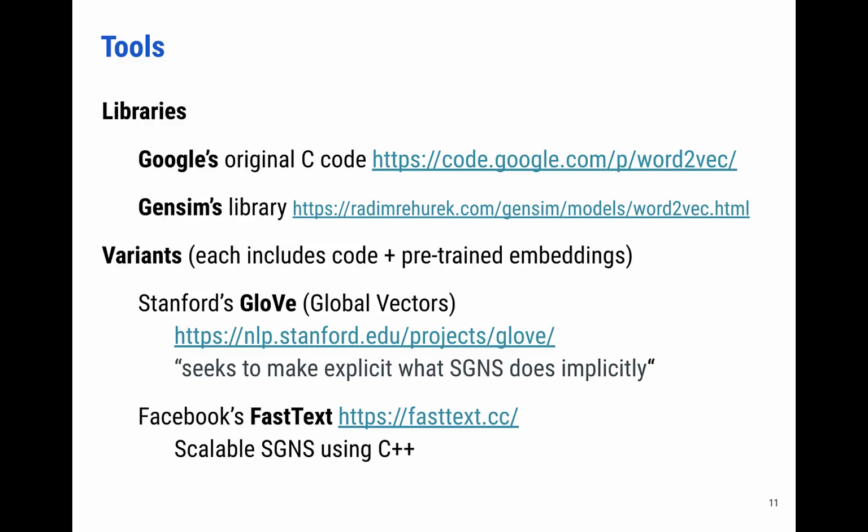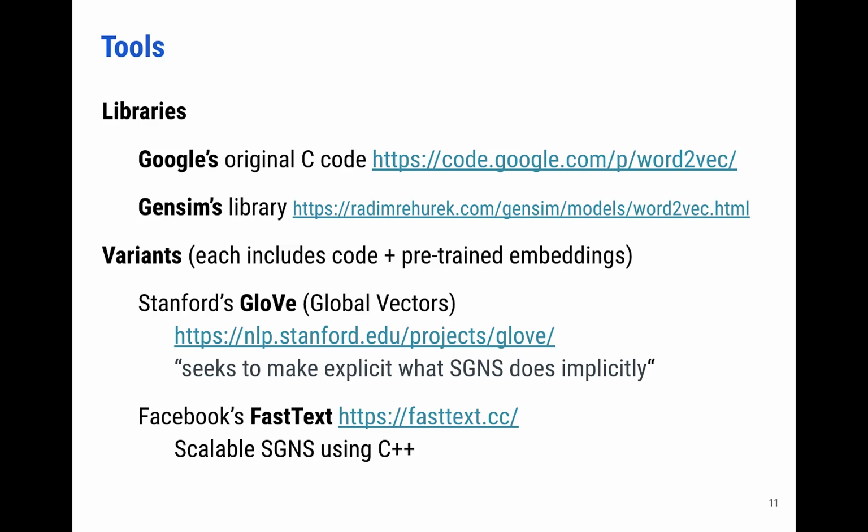So regarding the kind of tools you can use to create your own Word2Vec models, or take advantage of Word2Vec models that have already been pre-trained, you can look at Google's original C code if you're interested in that, but really the important one for us is Gensim's library, which we're going to use in this class, and which is a Python library that implements the Google code. And it's important to note that there are variants.